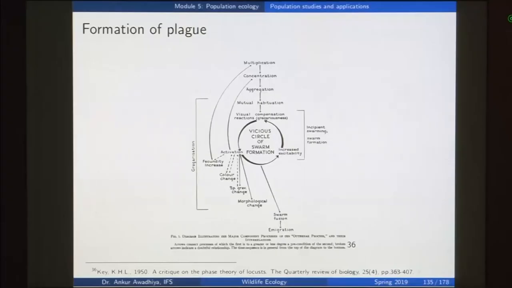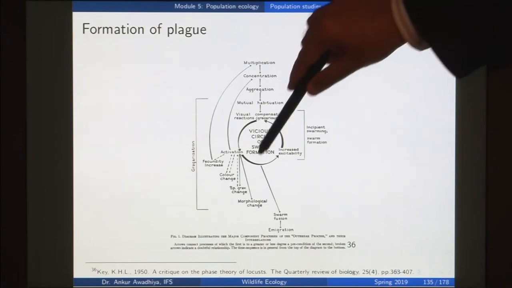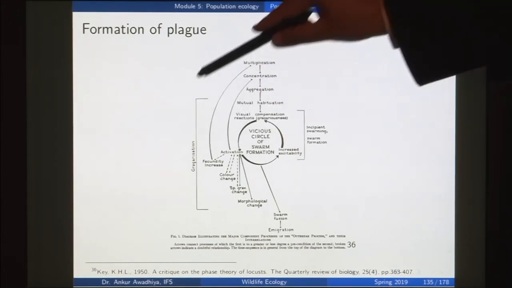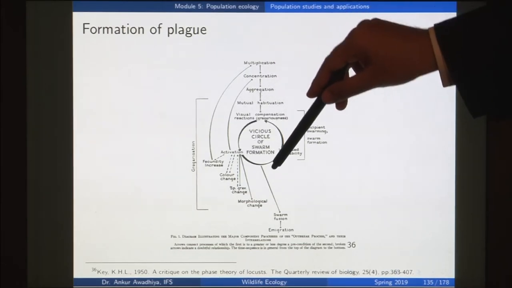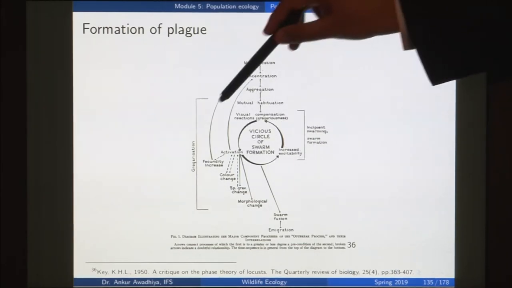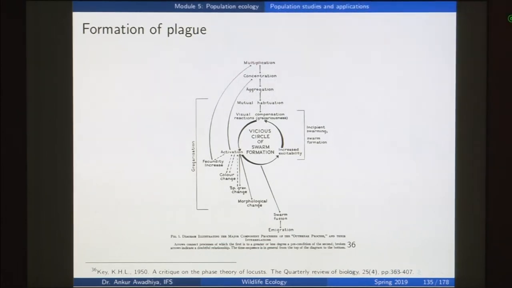Now once that happens, there is this one phase because of which it is doing a positive feedback. Then at the same time it leads to the formation of a swarm. Now because you have a large number of individuals in this place, after a while the resources will start becoming less, and when the resources are becoming less, these organisms will form large size swarms and they will start to move from one place to another place.